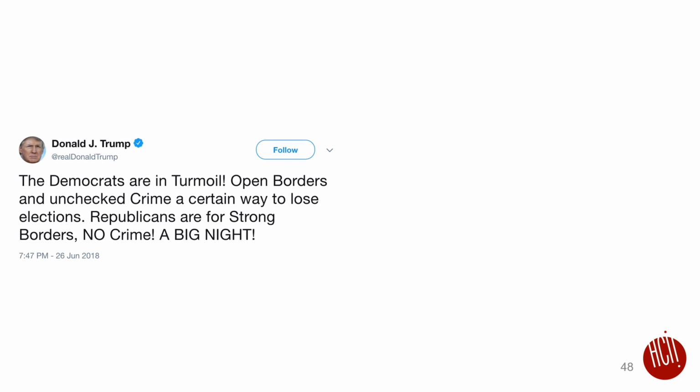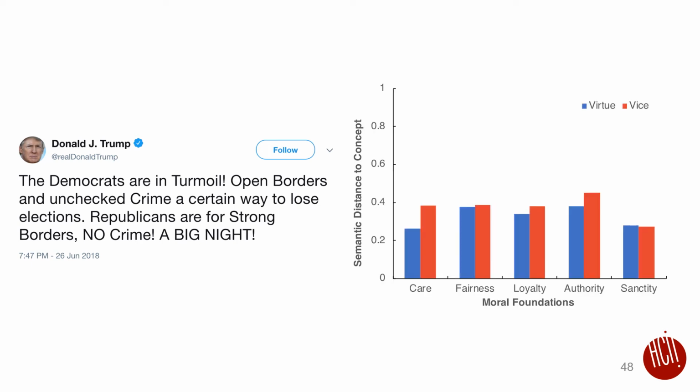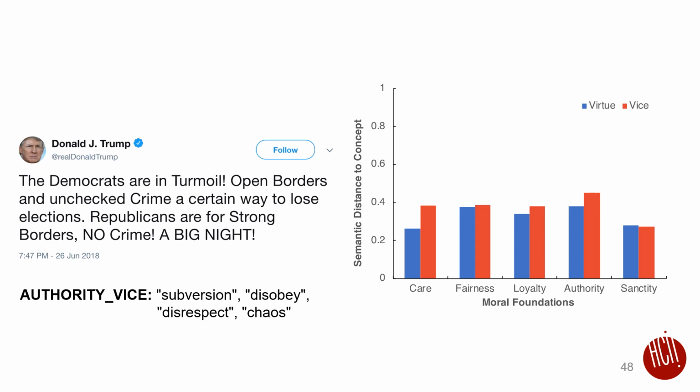In practice, this allows us to take as input short pieces of text, like, for example, this tweet, and then output the semantic distance between that text and each of our 5 moral foundations. In this graph, there are blue and red bars, which are coded for positive and negative dictionary terms. According to our model, this tweet mostly is evoking the negative aspects of the authority foundation, which we defined with this concept dictionary.